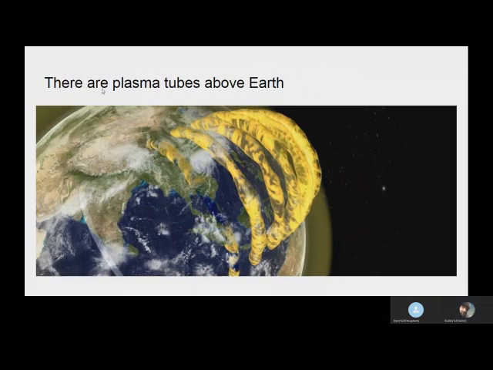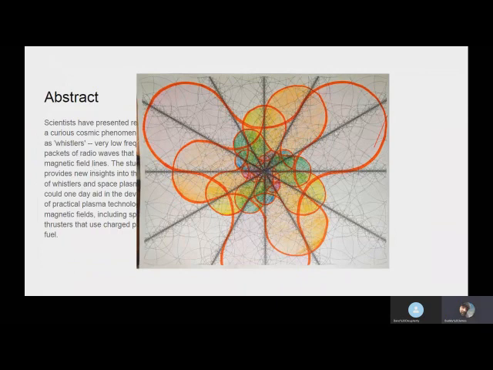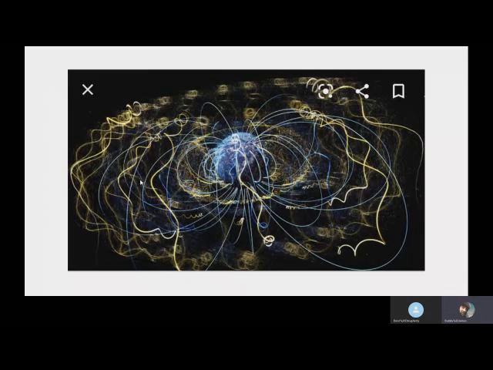Okay. There are plasma tubes above the Earth. This image is in front of it. So this is just talking about the whistlers moving through space and how there's new insights to plasma physics and practical plasma technologies and magnetic fields, including plasma thrusters and charged fuel and things like that.